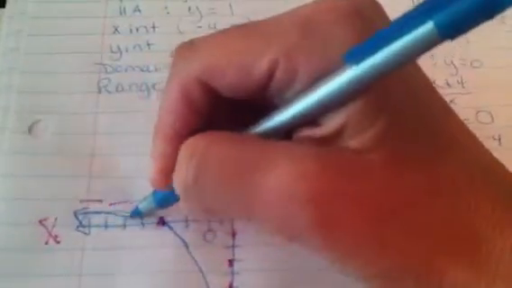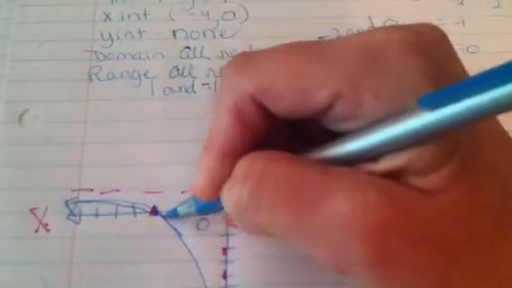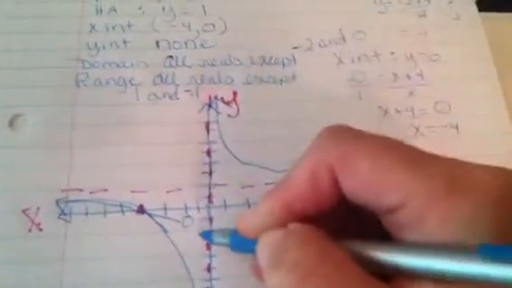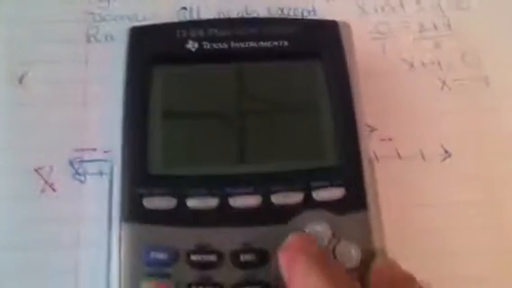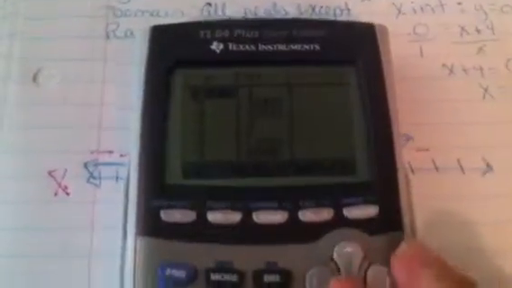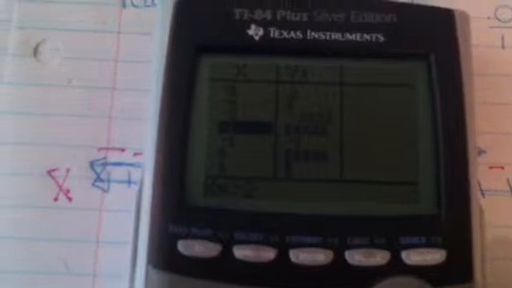So really my curve should go through that x-intercept, hit that hole, and then go down like that. That's a much more accurate graph. And if you look in the table function of your calculator, and I'll try to zoom in so you can see this, at -2, it does say error, so it knows you have a hole there.